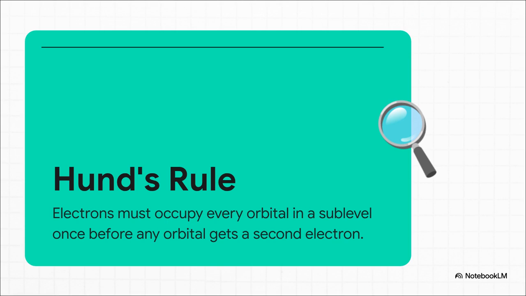Next, we have Hund's rule, which I like to call the personal space rule. So picture a set of empty apartments all on the same floor. That's what we call a sublevel. When new tenants, our electrons, move in, each one is going to grab their own empty apartment before anyone has to get a roommate. It's just more comfortable that way. So electrons fill empty orbitals one by one before they ever pair up.